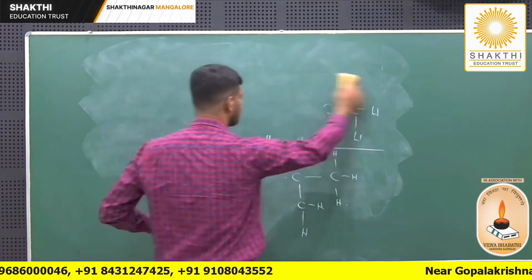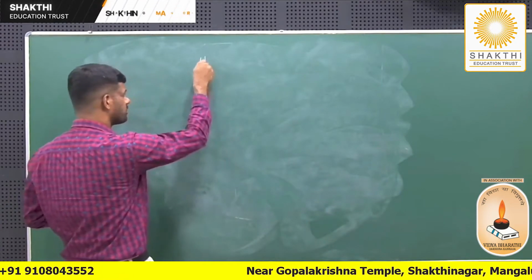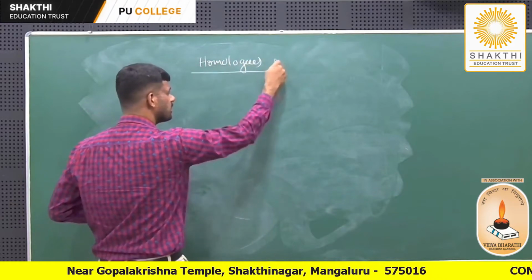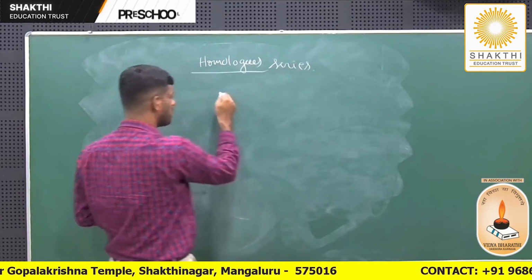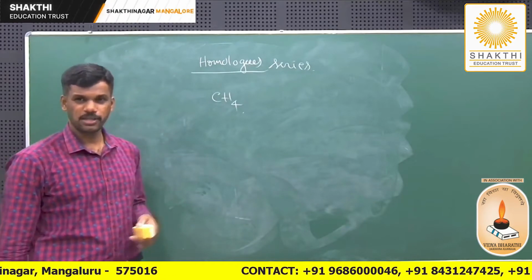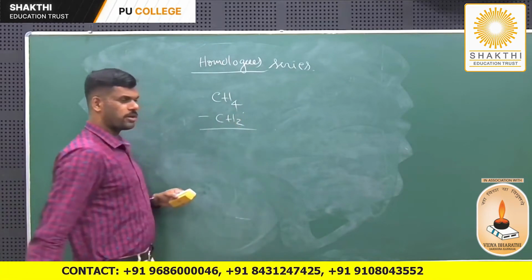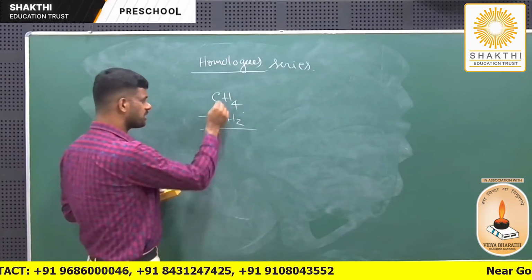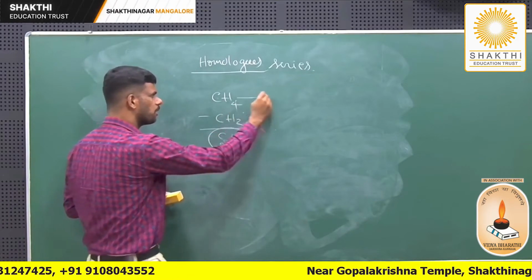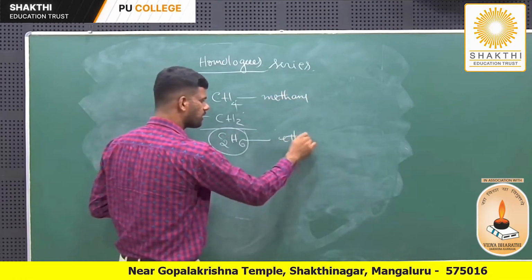Coming to the next one, the very important question that will be asked in the examination is homologous series. Homologous series is the series which differs by only CH2. You can observe this. CH4 is methane. Add a CH2 group to it. When you add a CH2 group, C plus C gives C2H6. This is methane, and the next compound which you get is ethane.